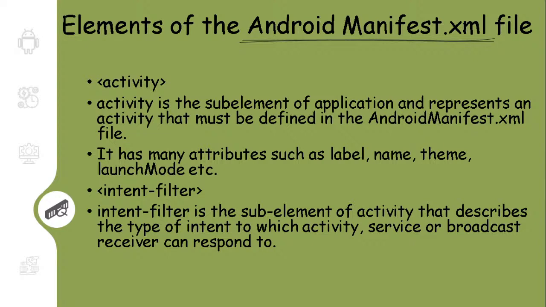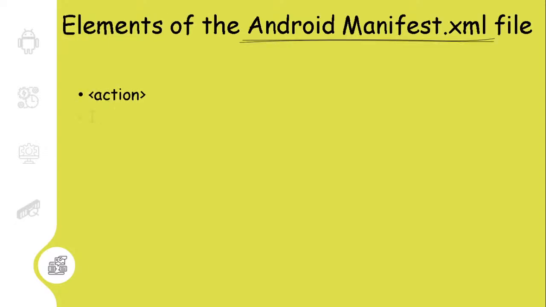And for the use of services and broadcast receivers, we have already seen what services and broadcast receivers are in our application components. Whenever you want to use those in an activity, you have to put an intent filter in that activity tag.